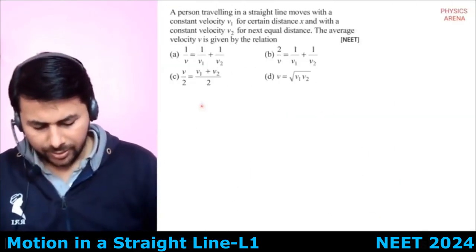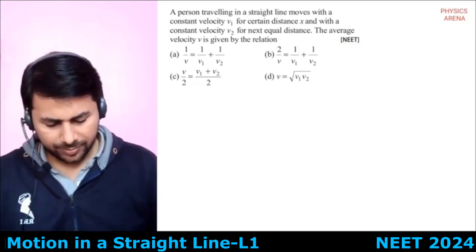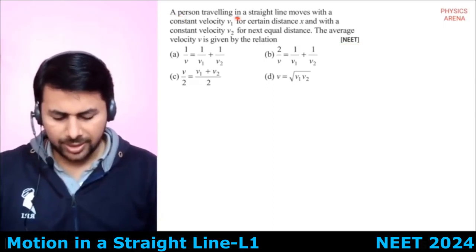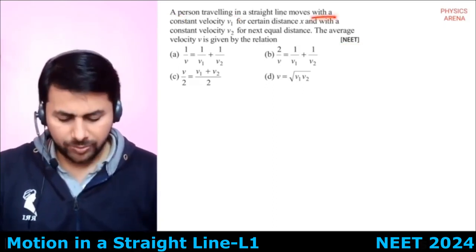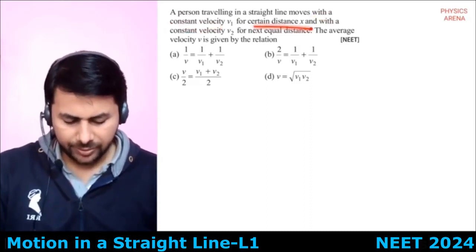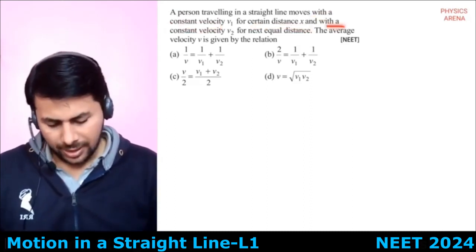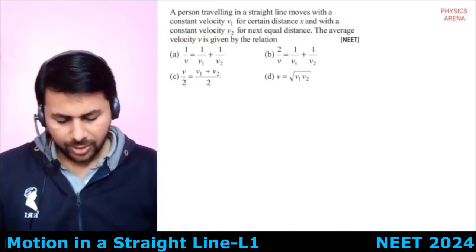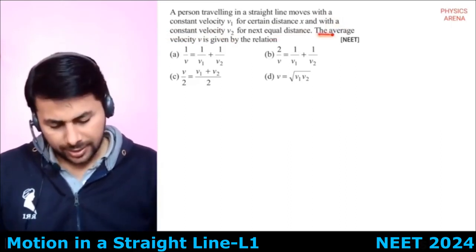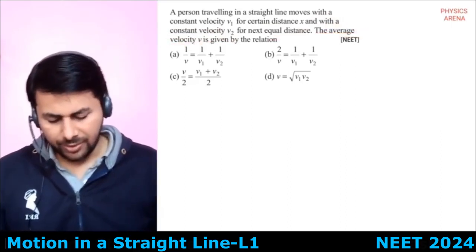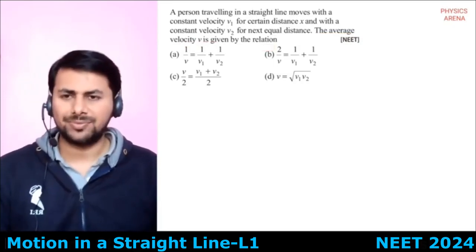Okay, now next question. This is from NEET. A person traveling in a straight line moves with a constant velocity v1 for a certain distance x and with a constant velocity v2 for the next equal distance. The average velocity v is given by the relation. Tell me.